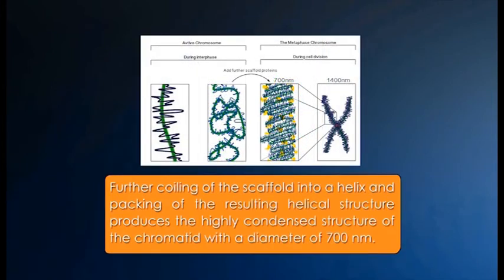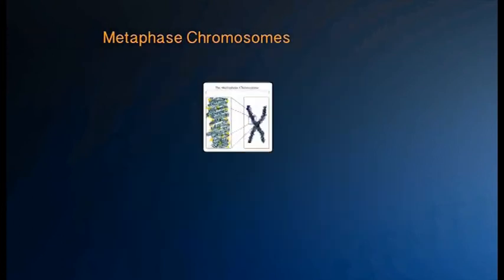Further coiling of the scaffold into a helix and packing of the resulting helical structures produces the highly condensed structure of the chromatid with a diameter of 700 nanometer. The next structure is the metaphase chromosome.